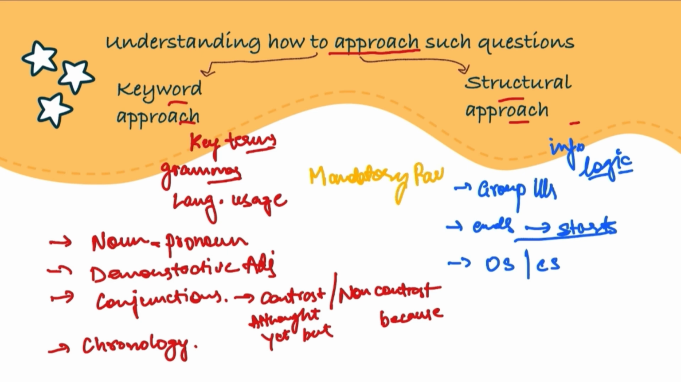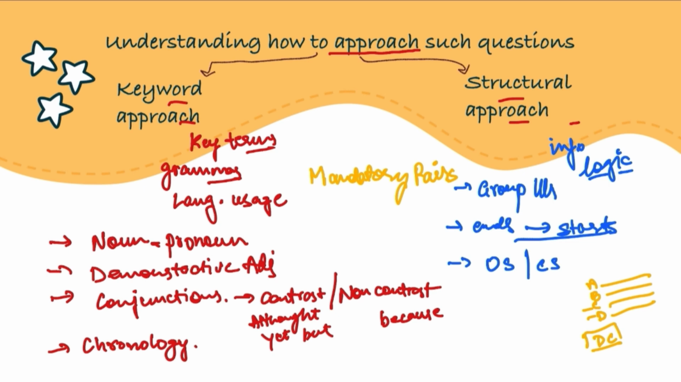Mandatory pairs are those pairs of sentences which, no matter what happens, will always go together. If there are four sentences given to you, A, B, C, D, and you find that D talks about something and C is the direct continuation of it, then you know that whatever answer you choose, these two are going to come together. So this becomes the mandatory pair.